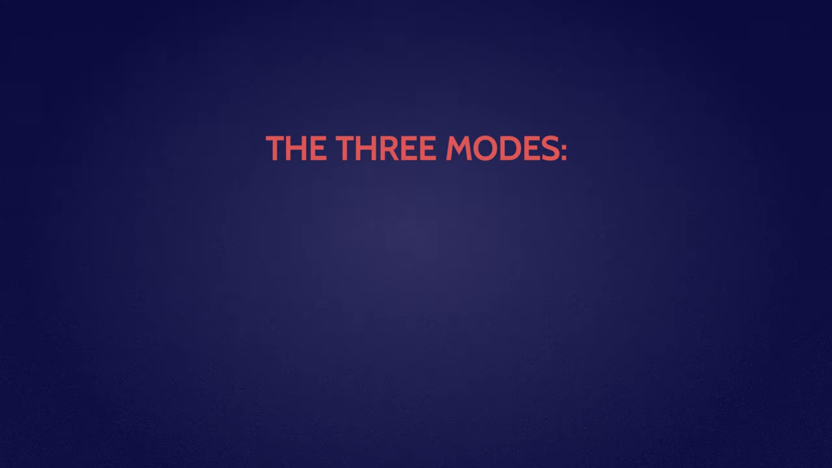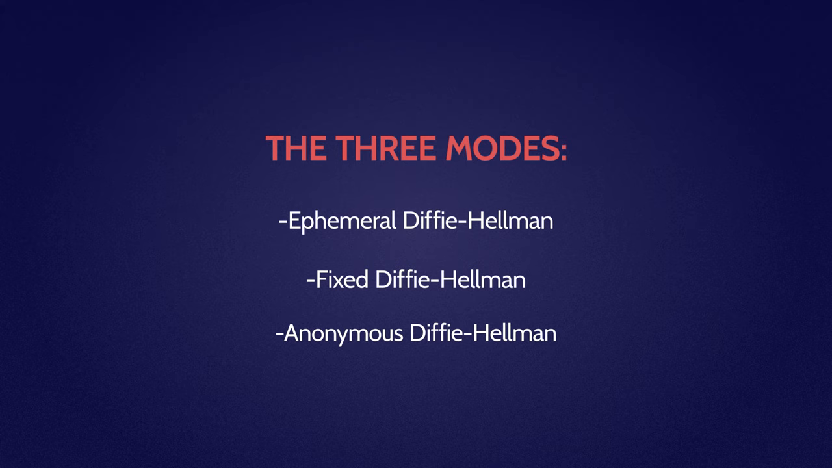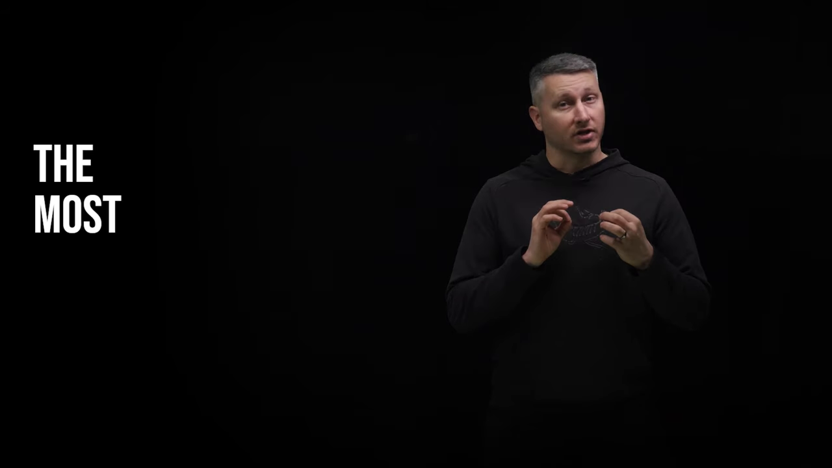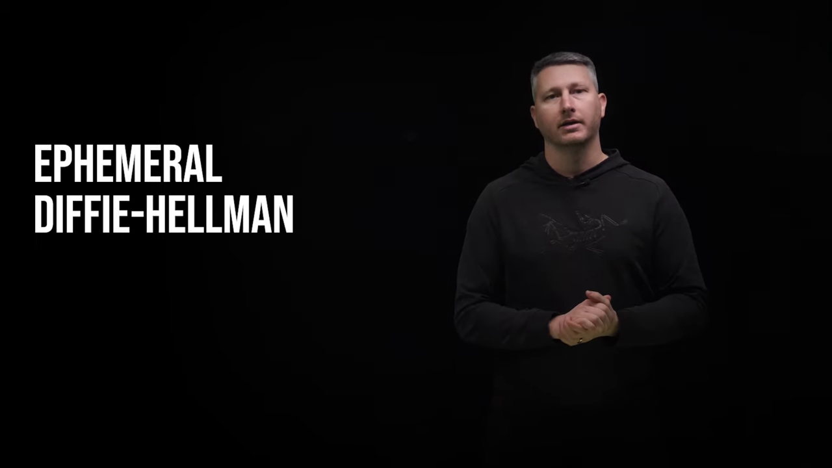When the Diffie-Hellman Key Exchange is used with TLS, it can be run in three different modes: ephemeral Diffie-Hellman, fixed Diffie-Hellman, and anonymous Diffie-Hellman. The most secure implementation of Diffie-Hellman Key Exchange is called ephemeral Diffie-Hellman. It provides perfect forward secrecy, which, as we discussed, protects past messages from a potential future compromise of the keys.